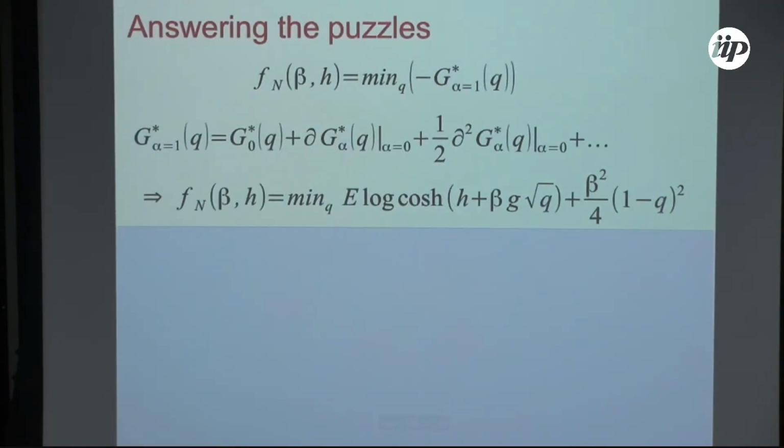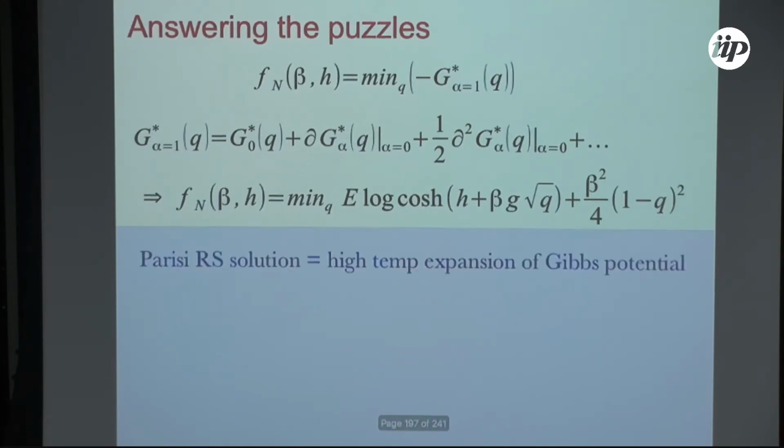Now, this allows at least to answer the puzzle I raised. There are many other puzzles in the Parisi world. First of all, what is the Parisi replica symmetric solution, which is also the one originally derived by Sherrington and Kirkpatrick? Well, it turns out to be a high temperature expansion of the Gibbs potential, and the Gibbs potential is the one I've introduced before.